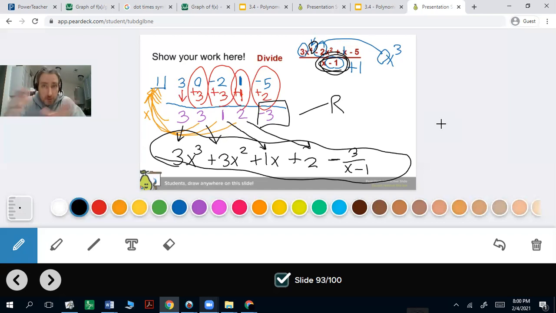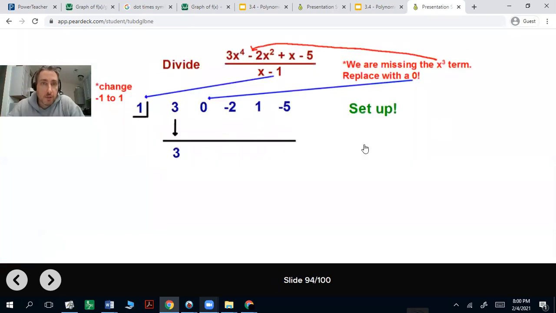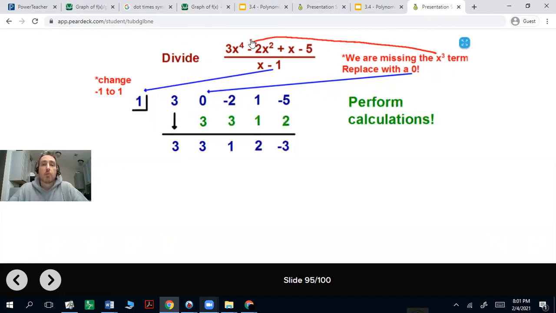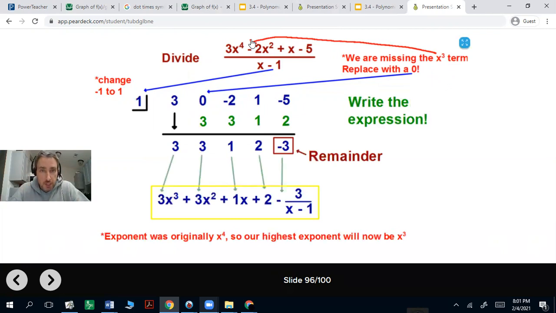Pause this if you need to, so you can write this down all at once. And if you'd rather just look at it step by step, here you go. So the first thing we want to do is make sure we switch that negative to a positive, bring down the 3, put it all in the template, and put that 0 in the place here since it's missing. Perform your calculations. These should be the same numbers we got before. Bring down the 3, multiply, write it down below 0, add, bring it down, multiply, and so forth. Write your expression. Make sure your remainder goes over your divisor.